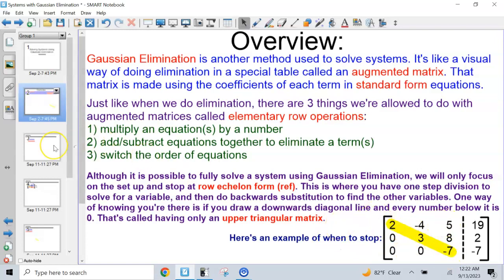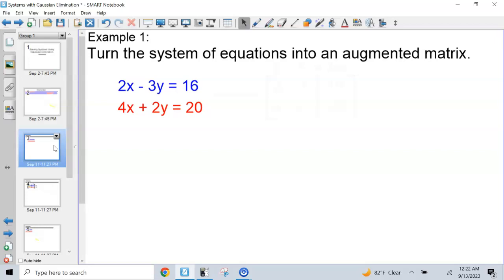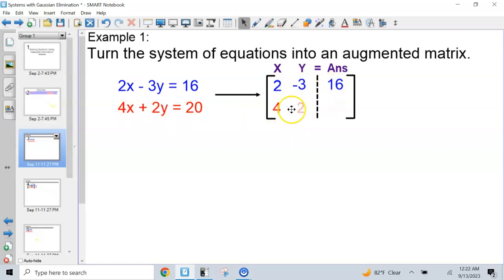And that's it. So first we're going to turn this system of equations into an augmented matrix. So I'm going to make the chart. There's an x column, a y column, an equal sign, which is a dotted line, sometimes invisible, and an answer column. For the first equation, next to x is positive 2. Next to y is negative 3, and the answer is 16. Second equation, next to x is positive 4. Next to y is positive 2, and the answer is 20.